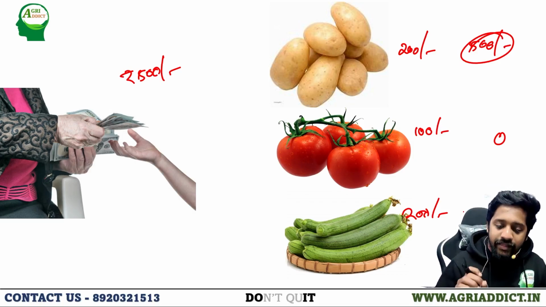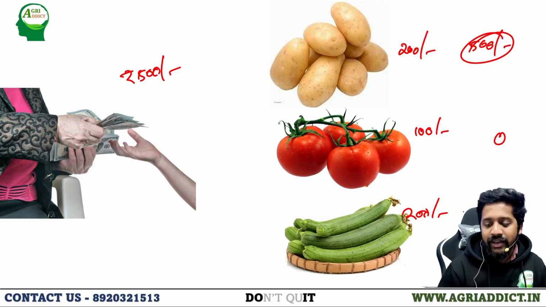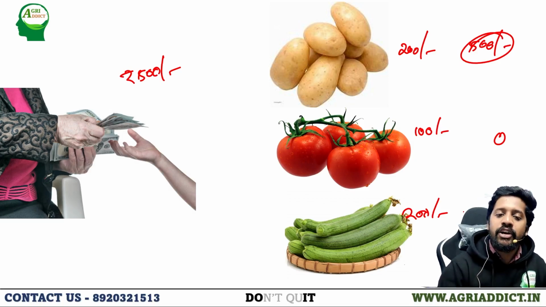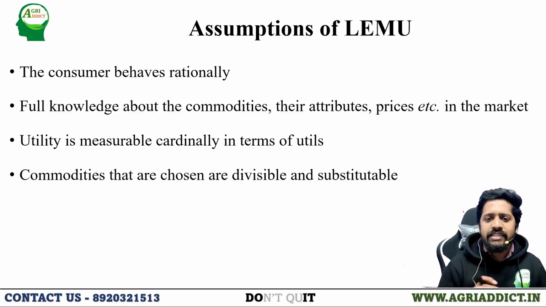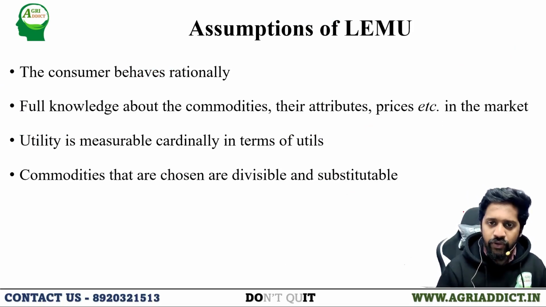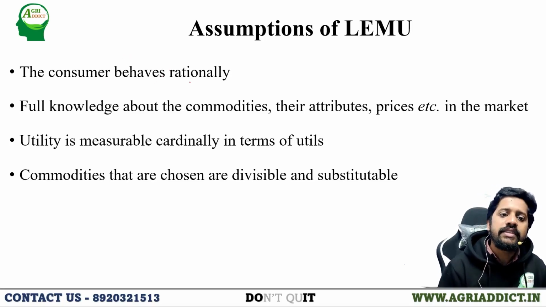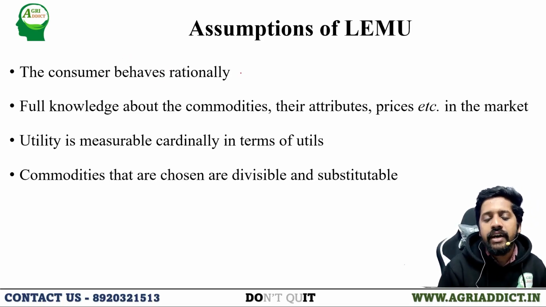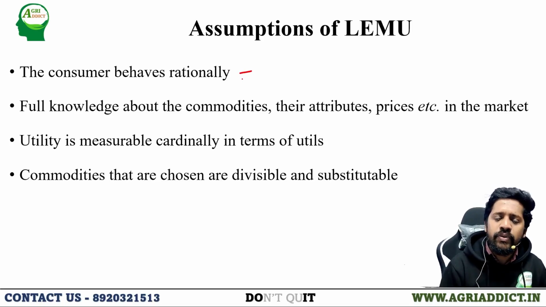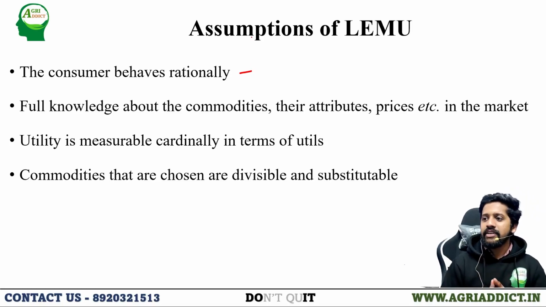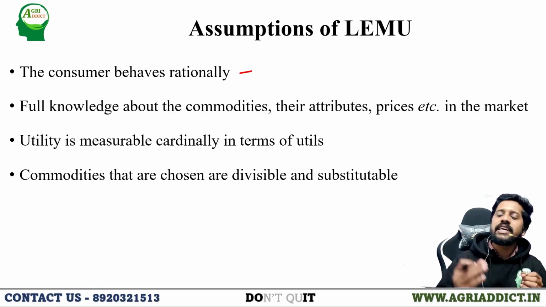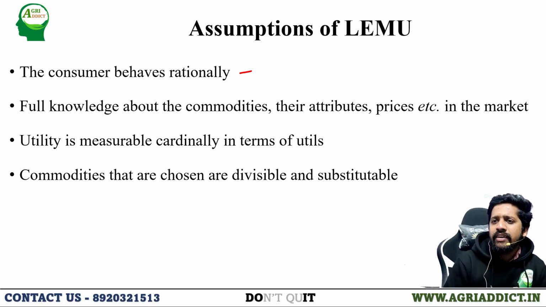This concept is explained by the second important law of the cardinal approach, that is the law of equimarginal utility. There are certain assumptions of the law of equimarginal utility. The first one is that the consumer behaves rationally. What does a rational consumer do? He will spend more money on the products which have higher utility, right? If I have higher satisfaction from a product, then should I pay more for some commodity which has less satisfaction?